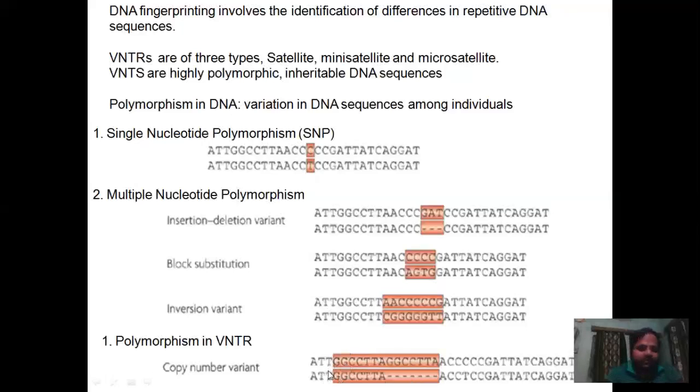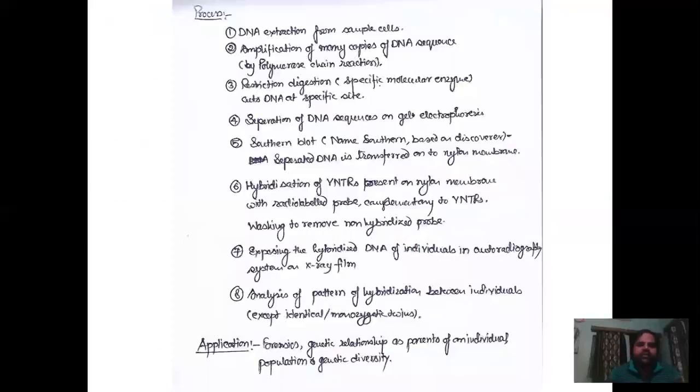So these sequences have been utilized for the DNA fingerprinting and identification of two different individuals. Now, the process of DNA fingerprinting: we will see how the scientists proceed with the experiment to identify different individuals based on DNA fingerprinting.